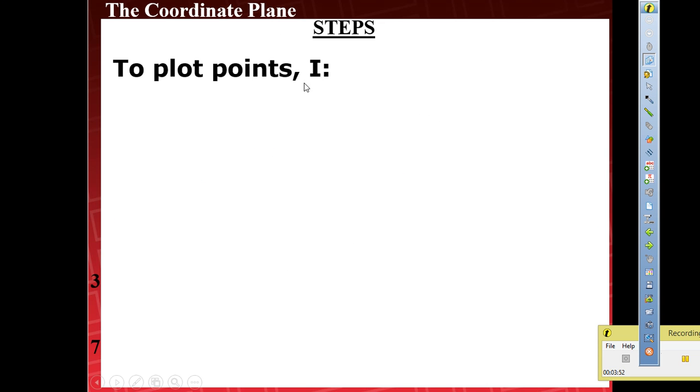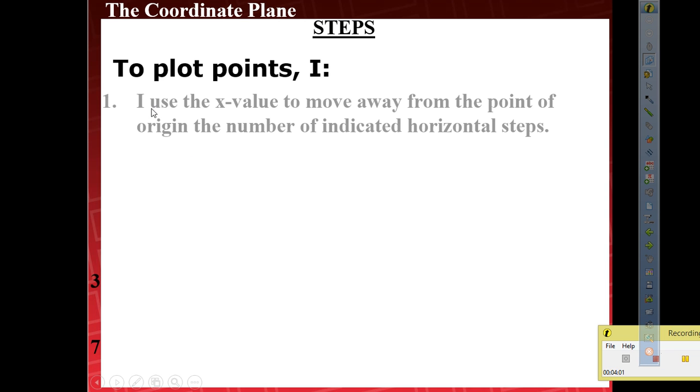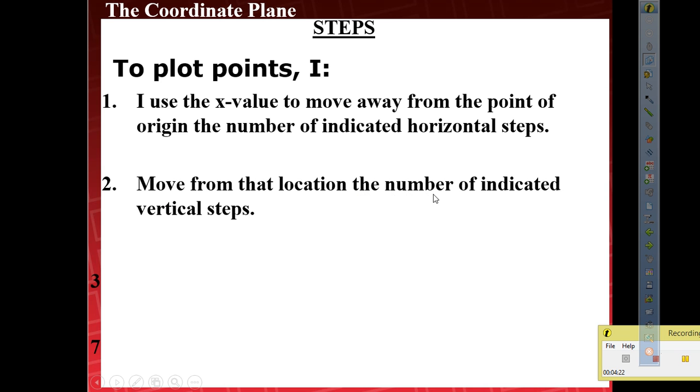All right. So write these steps down, please. Steps to plot points. Plot means to place them on the coordinate plane, kind of like graphing. To plot points, I use the x value to move away from the point of origin. And how do I move? Using the number of the indicated horizontal steps. So the number that they give us for x, that's how many steps we're going to go away from the point of origin. Step 2, move from that location the number of indicated vertical steps. That means going up or down, depending on the number they give us. And then at the end, we plot the point and label it. Copy that, please.